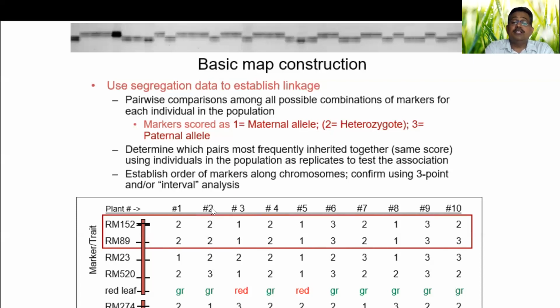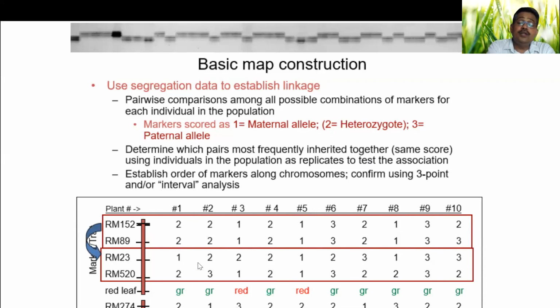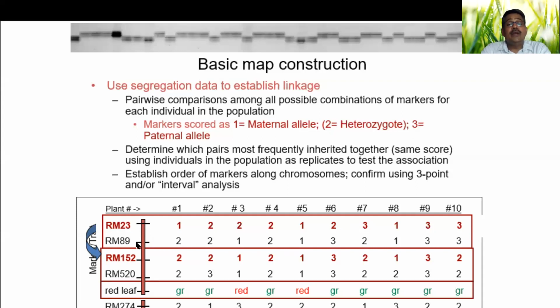For example, these two markers always inherit together, so they will be very closely located. This is the next set of markers, which is a little far away from this one. Like that, people try to find out the recombination between the plants. For example, marker 23 and another marker 152 are almost the same, but this marker is showing recombination, so it is a little far away, having a distance. Similarly, people try to locate the marker.